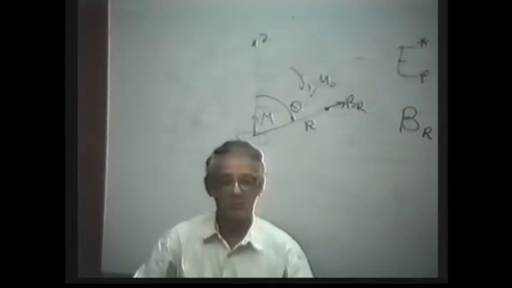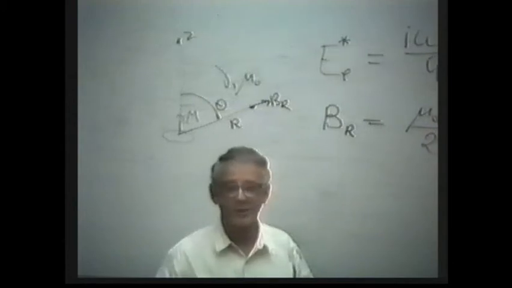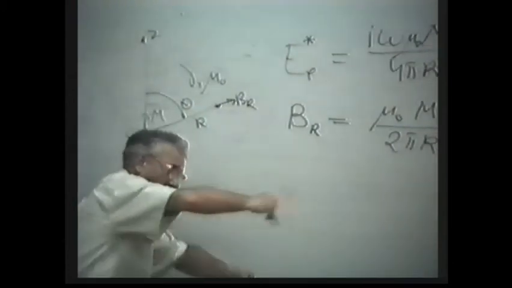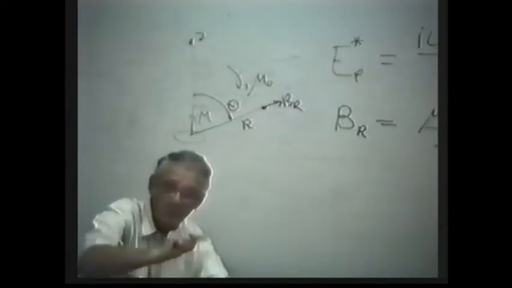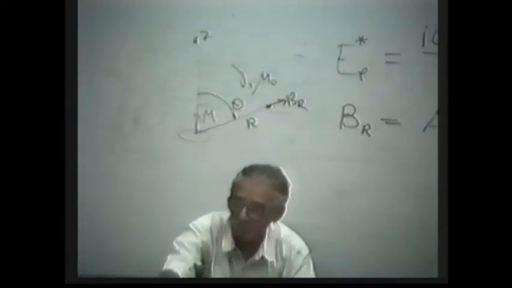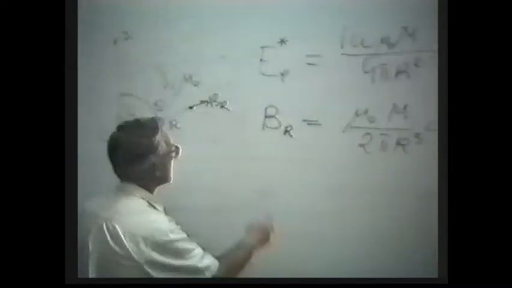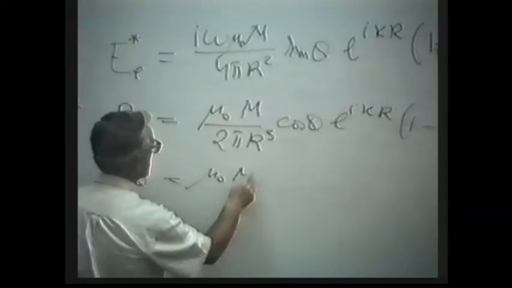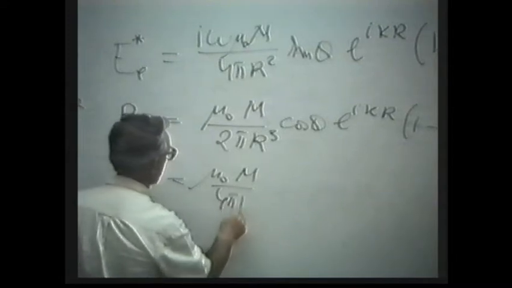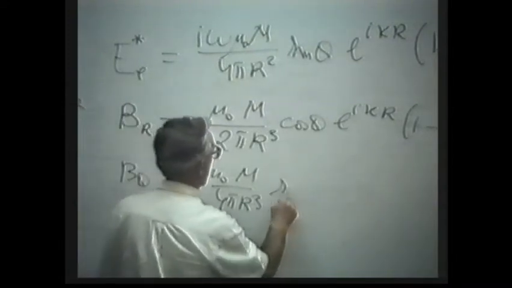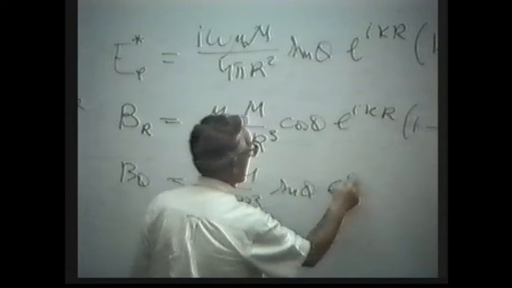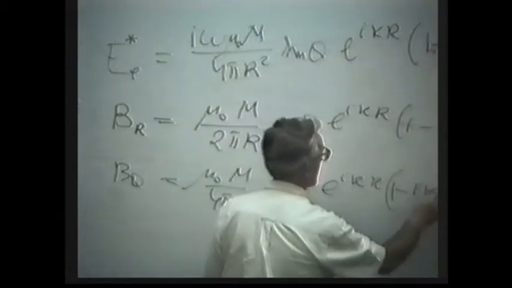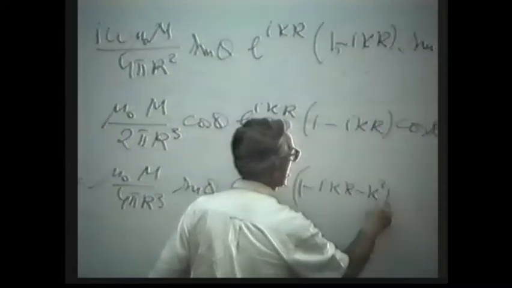Even there is one more component of the field, theta. Because if all currents are horizontal, you have to have radial and theta components. The theta component is mu naught m over 4 pi r cubed, sine theta e to the minus ikr, times 1 plus ikr minus k squared r squared.